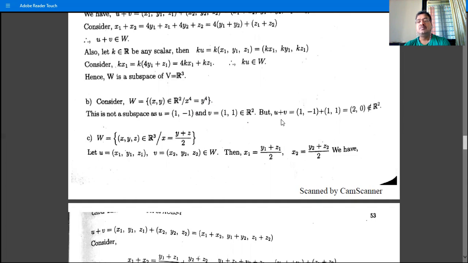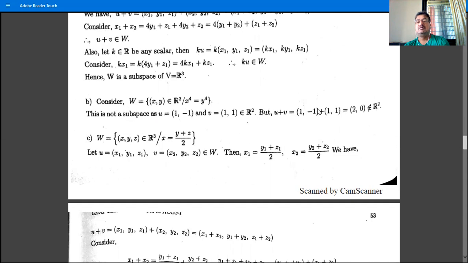But u bar plus v bar, what is u bar plus v bar? It is (1, -1) plus (1, 1), which is (2, 0). And this does not belong to W. So this (2, 0), the addition of these two elements of W, is not an element of W, because (2, 0) does not satisfy this property: 2 raised to 4 is 16 and 0 raised to 4 is 0, which are not equal. So (2, 0) is not an element of W, and therefore W is not a subspace of R square.